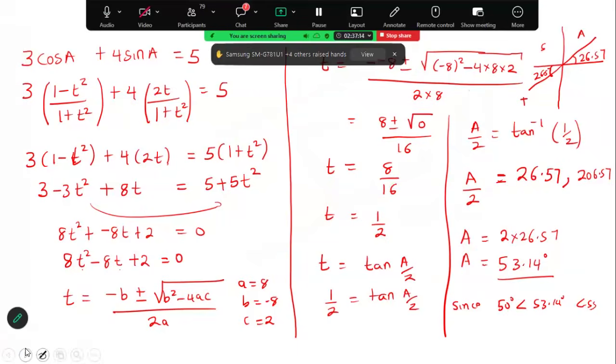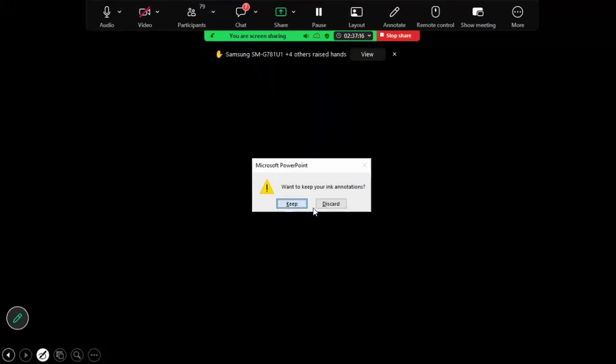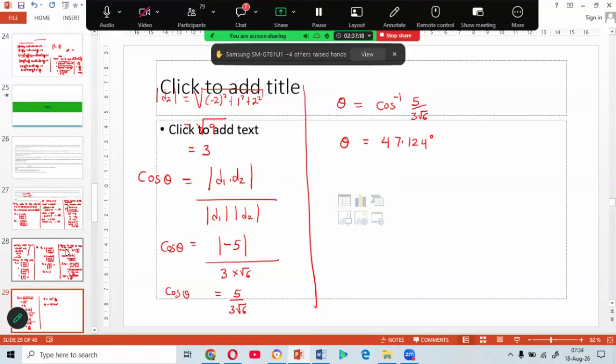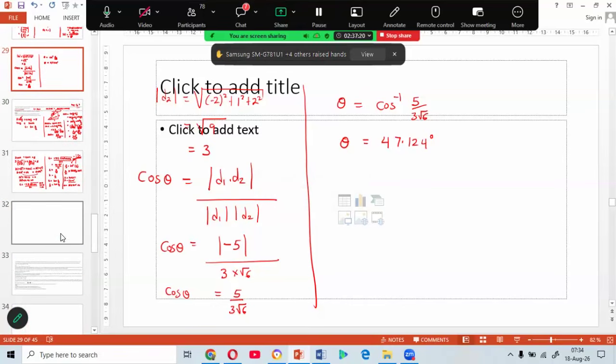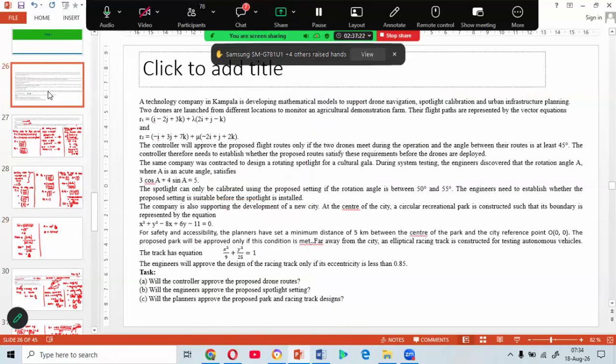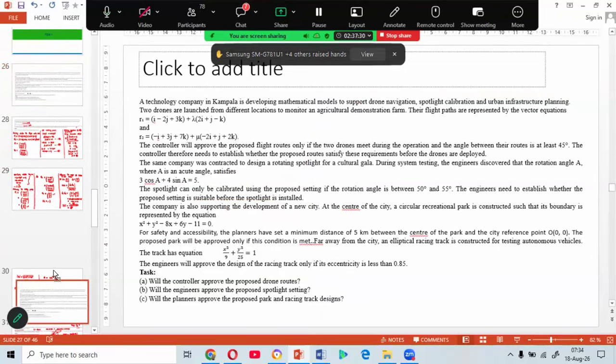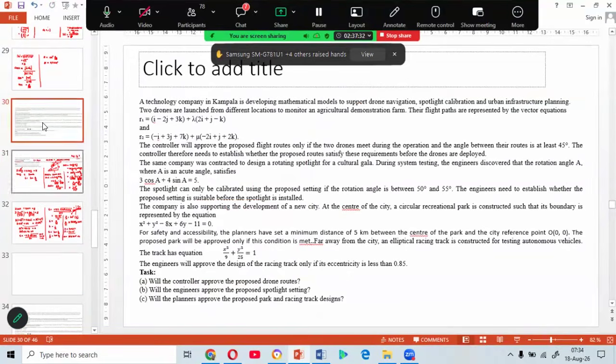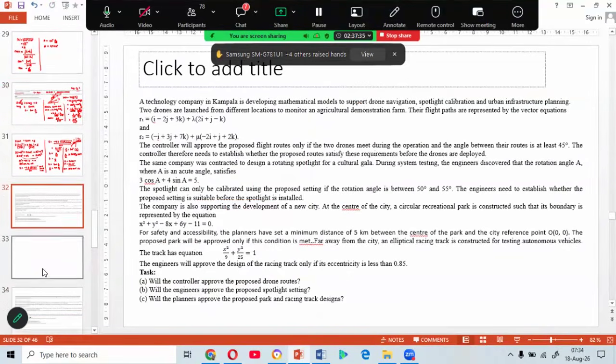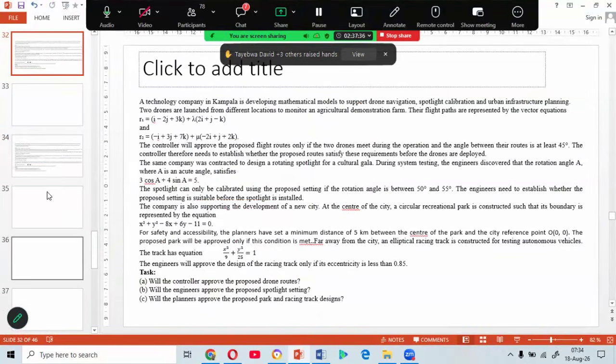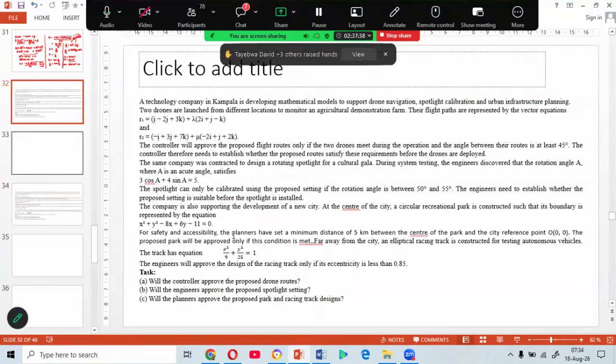So we are going to continue. Sorry, let's first complete this item. When we go back to this item, allow me now to move it further. When we go back to this item, I think this is the item.